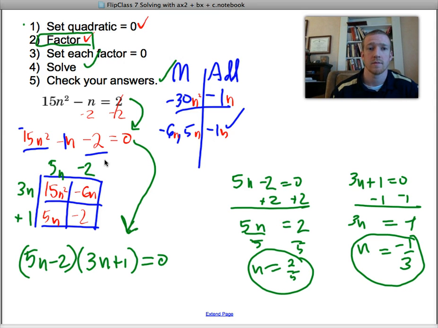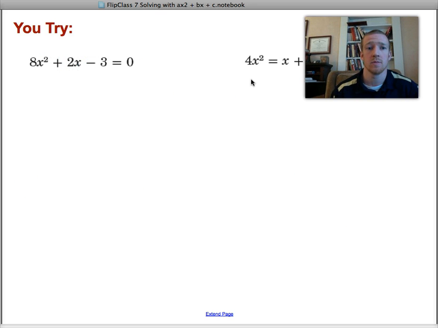All done. Now make sure that you guys try these two problems here. Already set equal to 0, so just factor, set each factor equal to 0 and solve. This you have to move these over so that you have some quadratic equals 0.